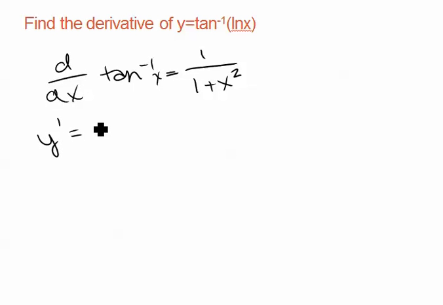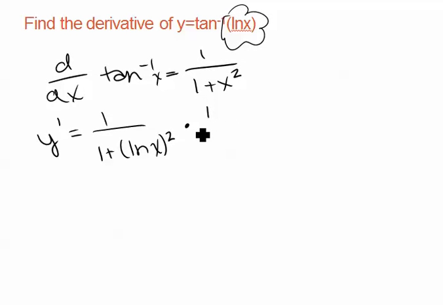So our derivative, we're going to have 1 over 1 plus, okay, we don't have just x. Where we have our inside is natural log. So 1 plus the natural log of x squared times, here we have to use the chain rule. We have to multiply by the derivative of the inside. So if we look at natural log of x, remember that the derivative of natural log of x is 1 over x. So we're going to use the chain rule and multiply by the derivative of natural log, which is 1 over x. Again, it would be okay to leave it as this.